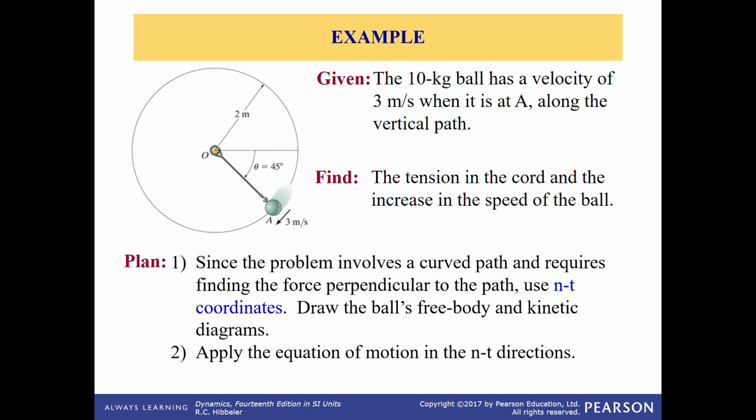The same, summation of F equals ma. Comparing with the previous chapter, 13.4, we used summation of F in terms of however many axes you have, x and y for example, equated with m ax or m ay. But here it will be different, like we discussed just now: summation of Ft equals m at, and summation of Fn equals m an. Based on Newton's second law, you need to draw the free body and kinetic diagrams. Second, apply the equation of motion in the n-t directions. How to do that?